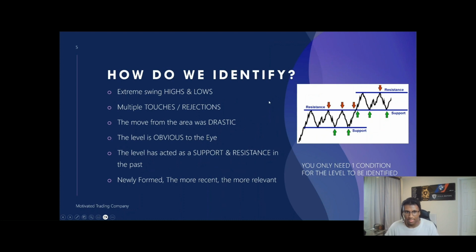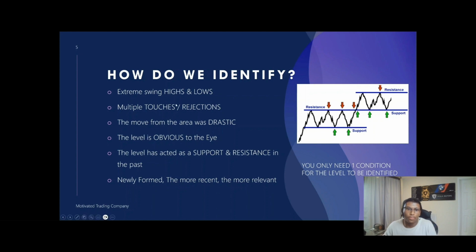How do we identify these? Here are 6 criteria that you guys have to pay attention to identify supports and resistances, okay? Number 1, extreme swing highs and lows. This is the easiest place to start when charting. Swing high, swing low. Place of support or resistance at those. Those are really easy, good starters to charting.